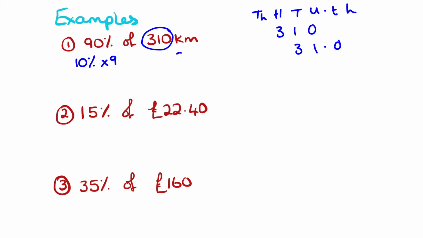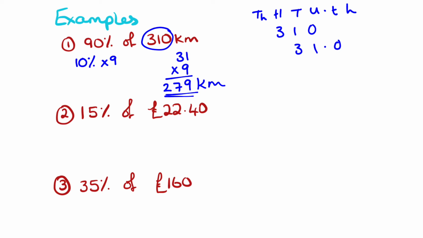So what we're finding out really is, 10% is 31, and we're going to times that by 9. So we're doing 31 times 9. 1 times 9 is 9, 3 times 9 is 27, nothing to carry. So we've got 279, so our answer is 279 kilometres.